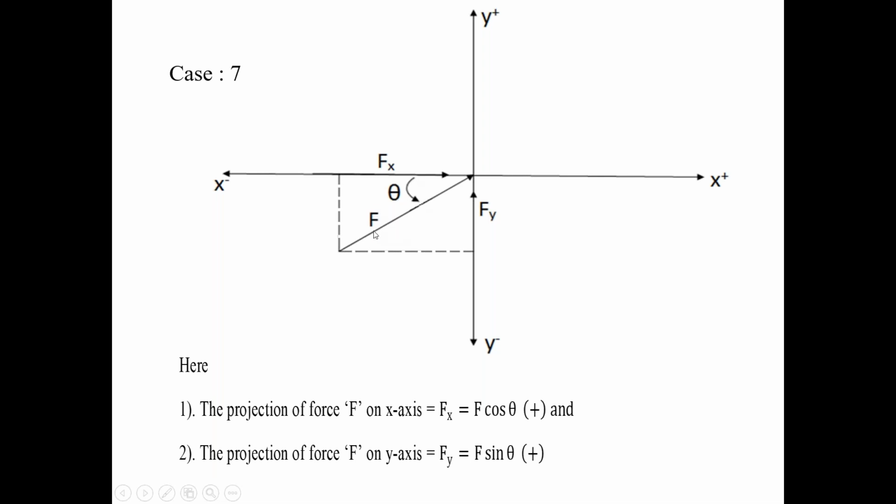Force F in the seventh condition is making the angle theta with x-axis. So here the force F has two projections, x-axis projection Fx, y-axis projection Fy. Since force F is making the angle theta with x-axis, Fx is equal to F cos theta, Fy is equal to F sin theta. What about the directions of Fx, Fy?